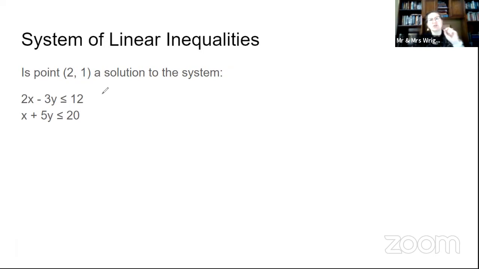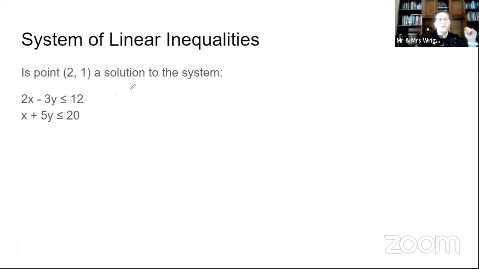If every statement that we plug this solution into is true, then the answer is yes, it's a solution. If we plug in this solution and any of these statements are false, then it is not a solution. The answer is no.